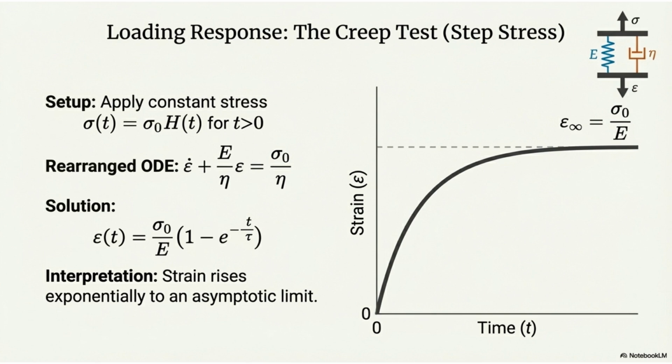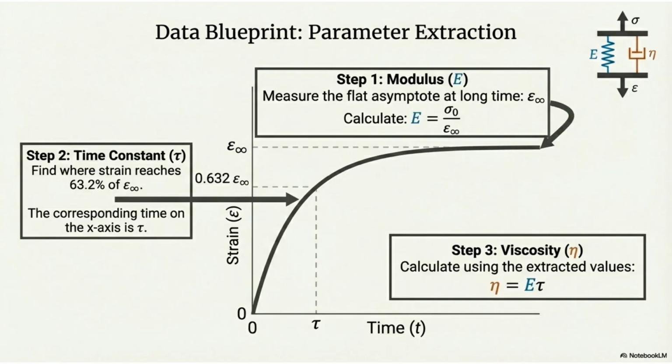For the Kelvin-Voigt model, the strain rises exponentially, approaching an asymptotic limit. This behavior reflects a solid-like response. We can extract parameters from the creep test data. The elastic modulus is found from the asymptotic strain.